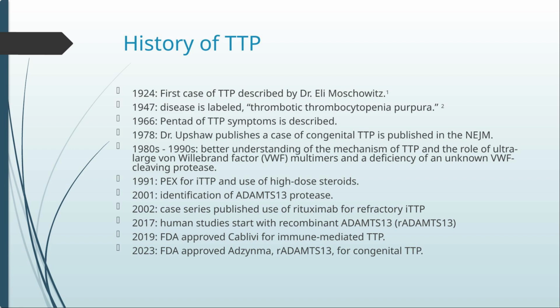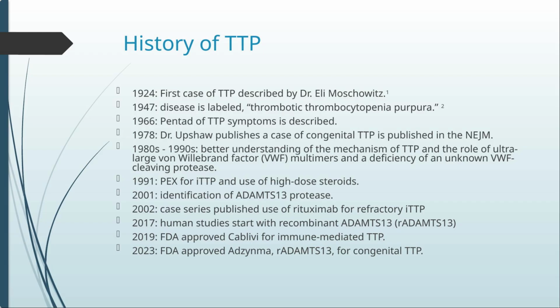So then in 1966, investigators published the pentad of TTP and described its symptoms. And this becomes universally recognized by medical professionals. In 1978, Dr. Upshaw published a case report of a 29-year-old woman who was suffering from recurrent episodes starting at 6 months old. She had been treated with corticosteroids and splenectomy without success of getting remission. However, he noticed that she would improve with transfusions of whole blood rather than packed red cells. And he had hypothesized that what she was actually benefiting from was the plasma portion of the whole blood.